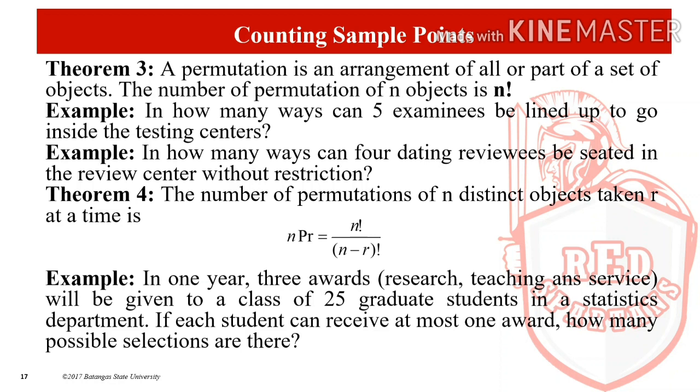So, ang gagawin nyo lang, 25 factorial over 25 minus 3 factorial or 25 factorial over 22 factorial. So, i-cancel natin yung 22 factorial. Ang solution na lang dyan is 25 times 24 times 23 or 13,800. So, yun yung sagot natin for this example.